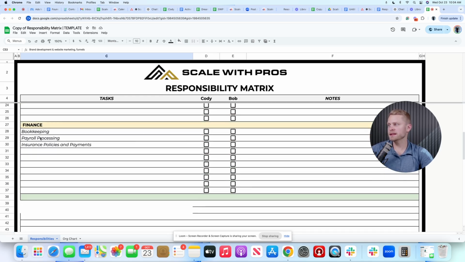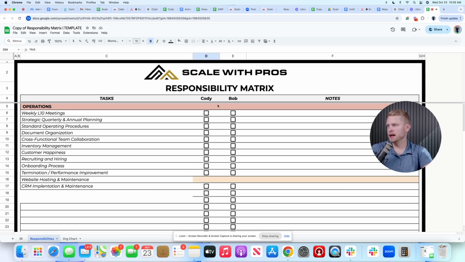So let's go up to finance. Let's say bookkeeping. Okay, I'm owning that. Payroll processing, I'm owning that. Insurance policies. Let's say accounts receivable. I am going to own that. Accounts payable. So I'm paying all the bills and making sure we're getting payments in for our service or our product. Let's say closing the monthly books, financial management, strategy, and execution. Again, doesn't mean I'm doing it. It means I own accountability for it.